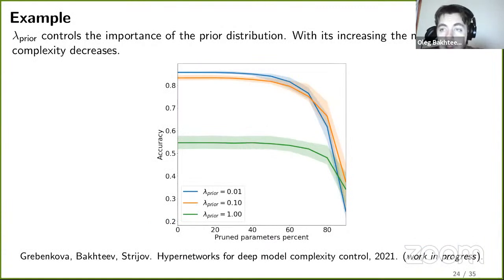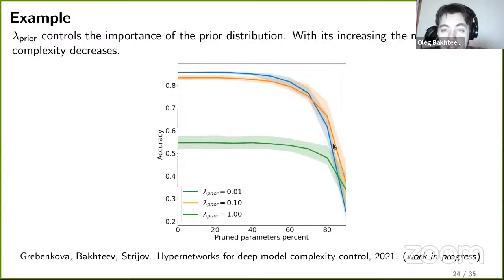So if we wonder what's the role of our prior distribution, we can see the interpretation of its role on this slide. Here is an example from our article, which is in progress, hypernetworks for deep model complexity control. There is an example for the dataset CIFAR-10.